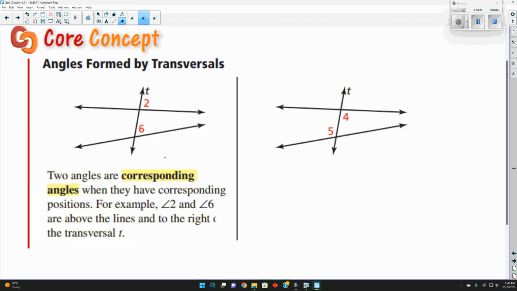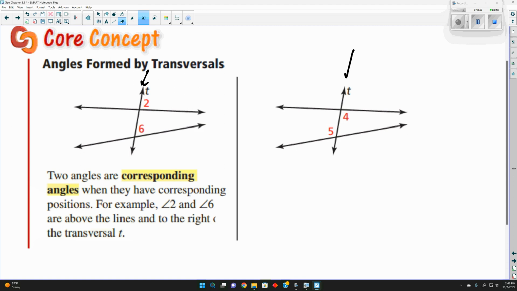We wrote that in the book. Corresponding angles are on the same side of what we call the transversal. That's the line that's cutting the two others. And in the same spot on their corresponding lines. So to the right and above. These would be corresponding angles. Questions on this so far?